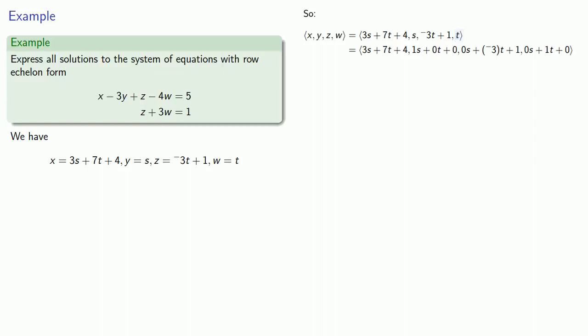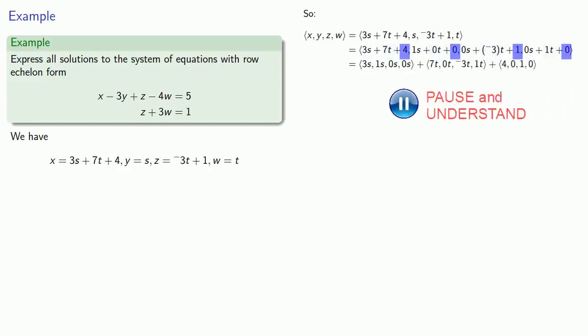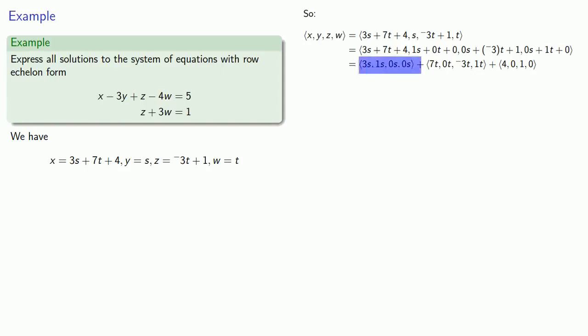Since we add vectors component-wise, this means we can split this vector up into a vector consisting of the s terms, a vector consisting of the t terms, and a vector consisting of the constant terms. But wait, there's still more. Because of scalar multiplication, I can remove the s from each component of this vector and place it as a scalar multiple. And likewise, this t can become a scalar multiple of a constant vector. And this gives me a vector form of our solution.